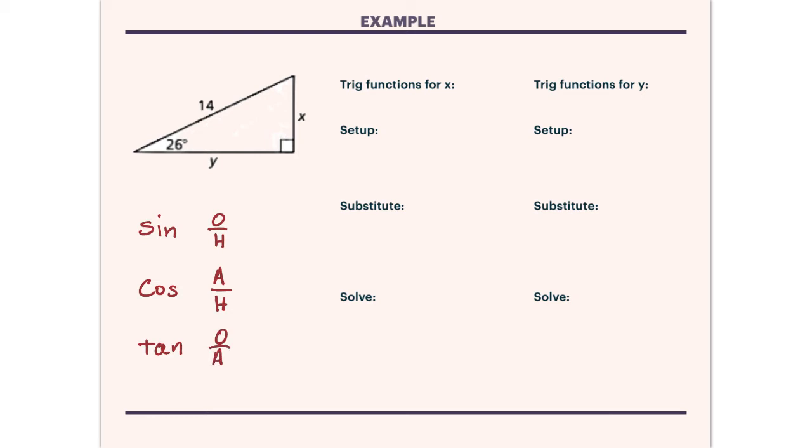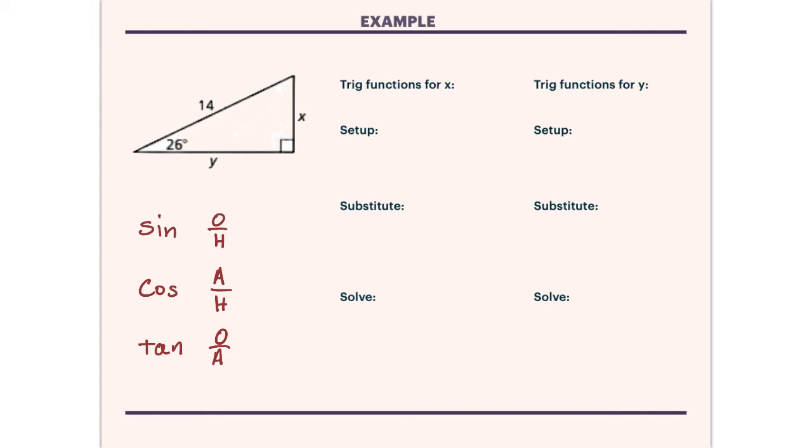And so as I'm picking my trig function, I'm looking for the opposite side. So I have to have opposite in the trig function I use. That means I'm either using the sine function or the tangent function. And then what side do I know? And that's the hypotenuse. Okay, so this is opposite and hypotenuse right here.